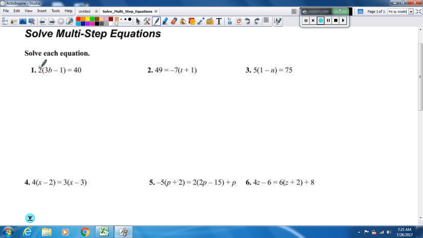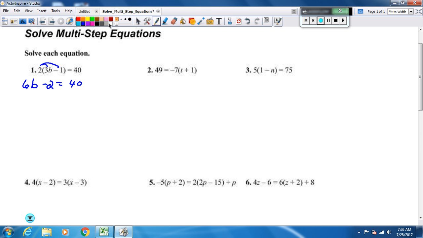So it works like this. This 2 that's stuck in front of the parentheses for number 1 has to be shared with everything inside. So 2 times 3 is 6, and then you have a b, and then you have to distribute it to the -1. 2 times -1 is -2 equals 40. Everything else in the equation gets written down like it is.